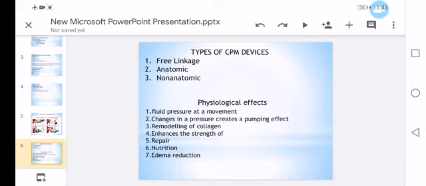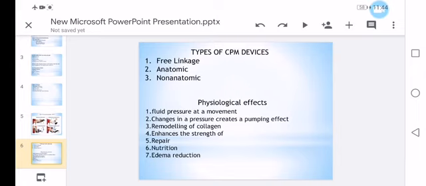Coming to the CPM devices, it is beyond our level, but we should know what types of CPM devices we use: free linkage, anatomic, non-anatomic. A few lines about free linkage design: it moves the limb through range of motion by grasping the proximal and distal joint. We can adjust it to the patient with parameters, and it is contraindicated for unstable joints.